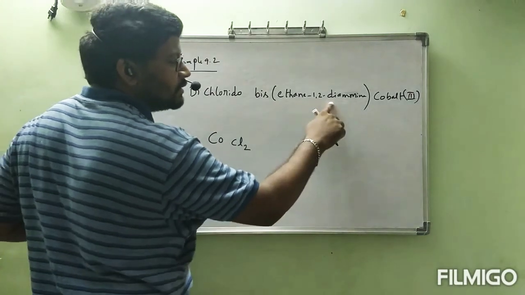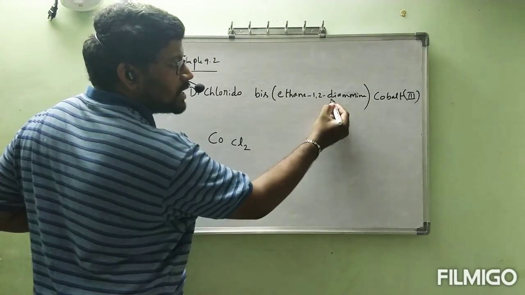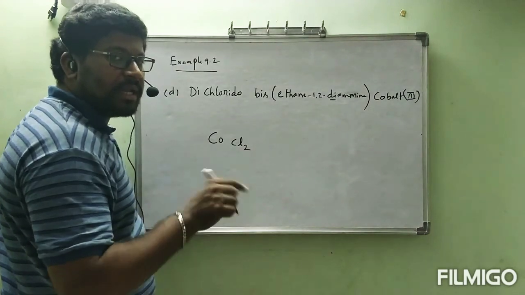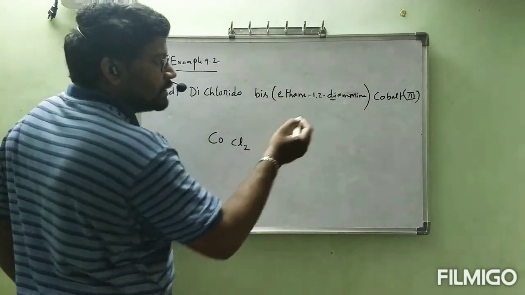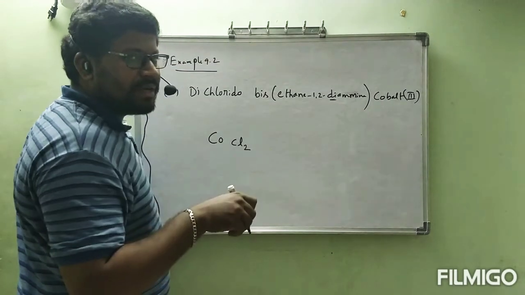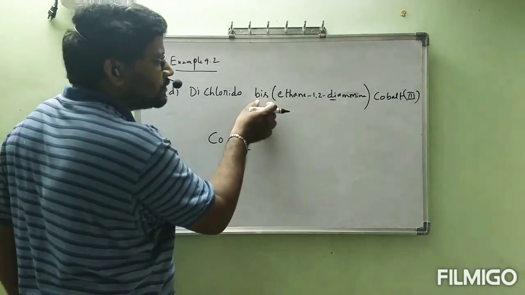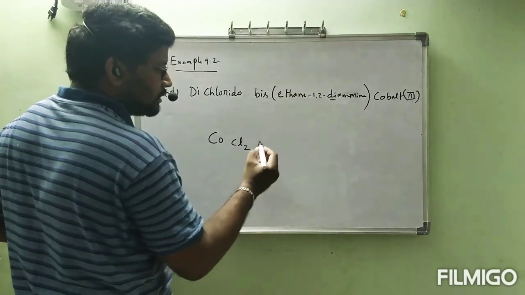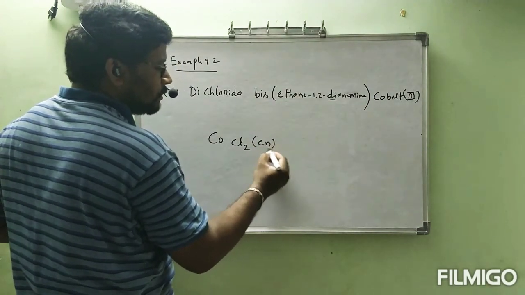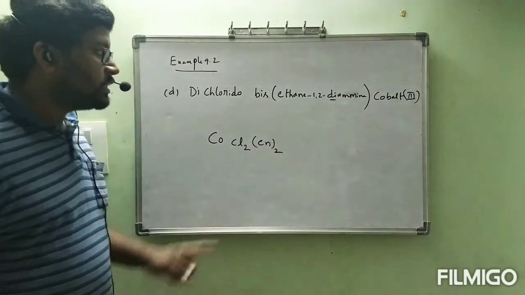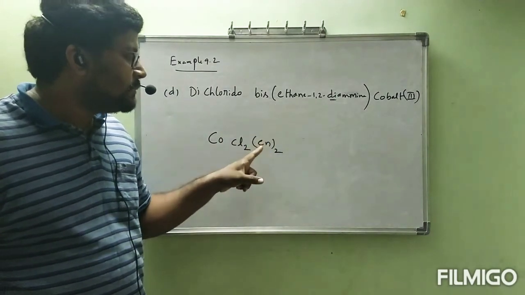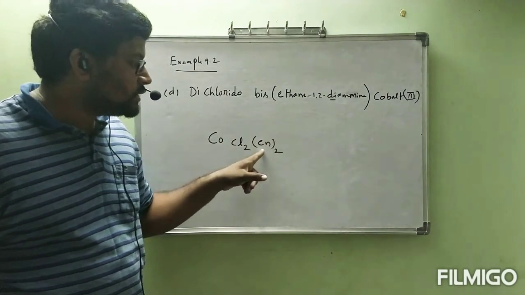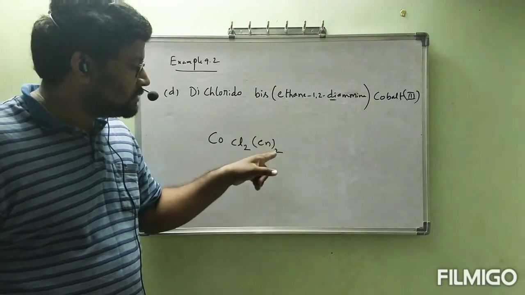That is ethane-1,2-diamine. See, in ethane-1,2-diamine, di is already there. That means 2 amine groups; the name itself contains di. That's why outside they wrote bis. That means 2 ethane-1,2-diamine are there. Ethane-1,2-diamine is simply represented by en. Bis means 2.